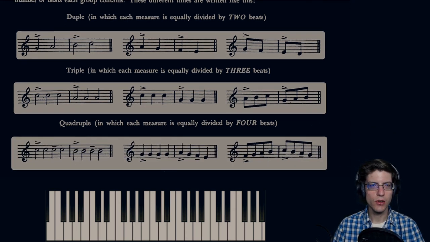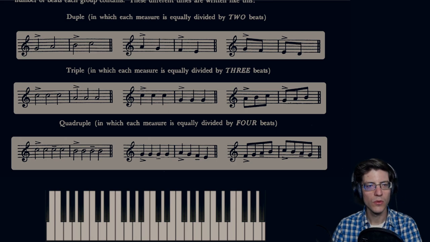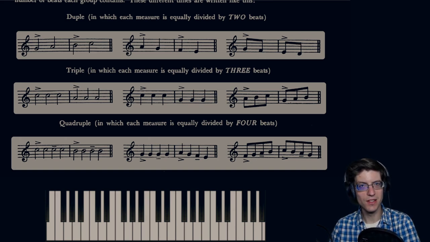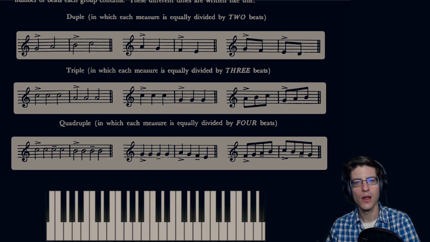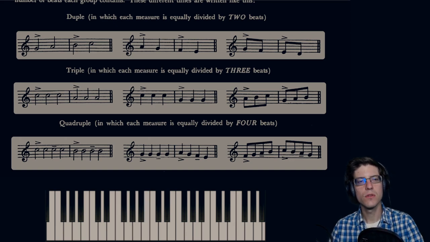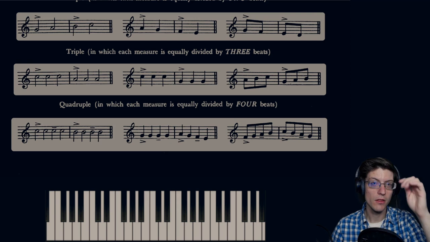Moving forward after duple, we then have triple. Triple, in which each measure is equally divided by 3 beats, okay? So 1, 2, 3, 1, 2, 3, 1, 2, 3, 1, 2, 3. Now notice, if I treat these all as if they were obeying the half note tempo, then it would be 1, 2, 3, 1, 2, 3. So that's where your beats are occurring, 3 beats in a measure.